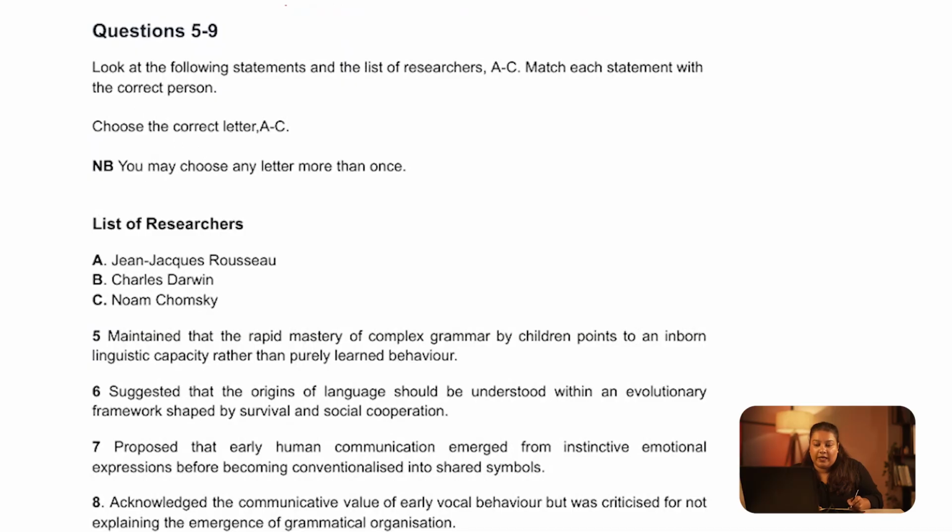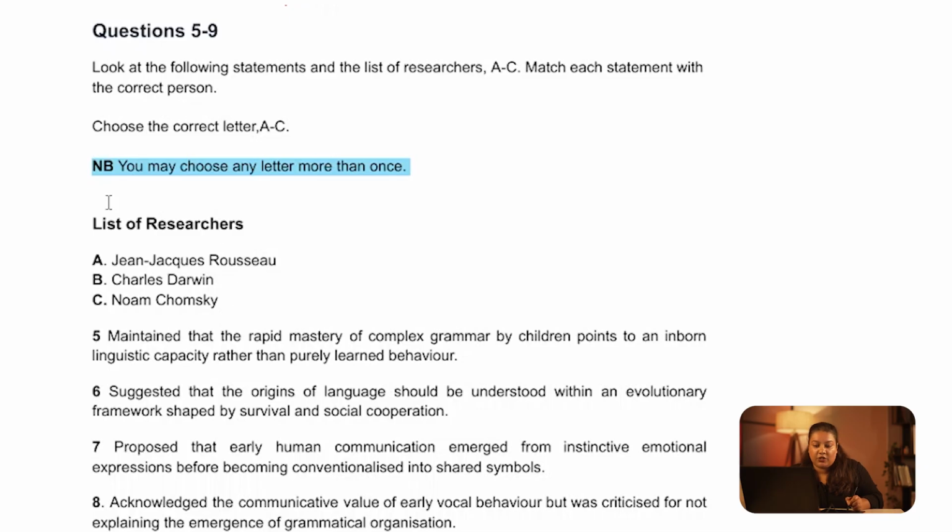Look at the following statements and the list of researchers. We'll have to match people with the statements that they made. We have three names here, given as options A, B, C. We are going to be matching each of these statements with the correct person, and it also says NB, which means please note: you may use any letter more than once. And what are the names here? We have Jean-Jacques Rousseau, Charles Darwin, Noam Chomsky.